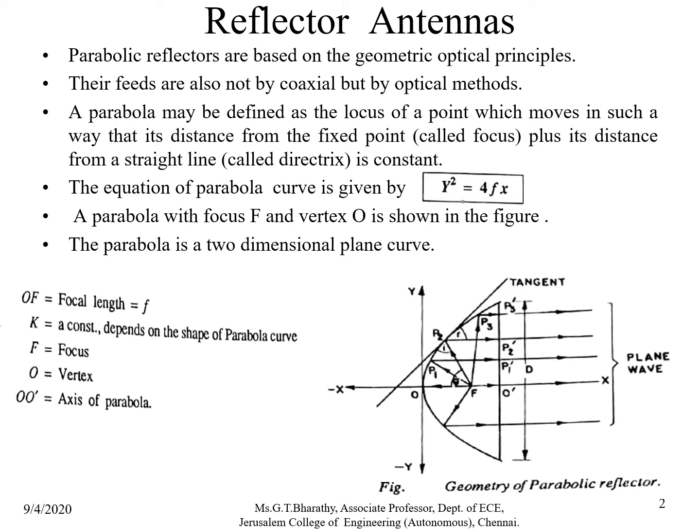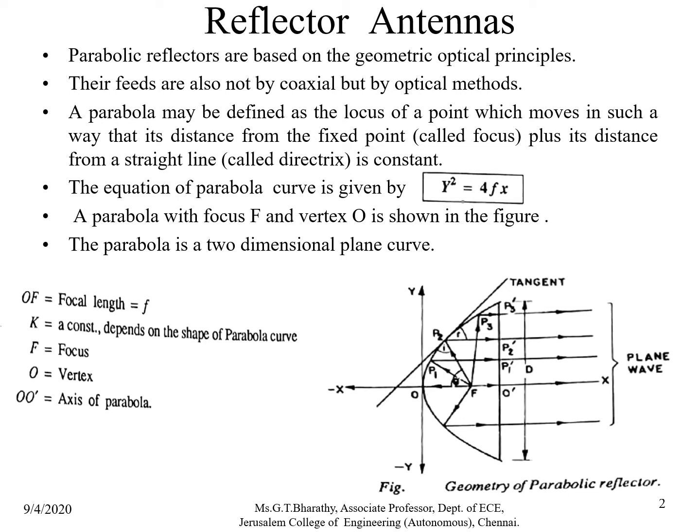You can see the diagrammatic representation of the geometry of a parabolic reflector, which is a two-dimensional plane curve. You can see that you have the focus represented by F and the vertex represented by O. At the focus, you will be having the radiator which illuminates the parabolic reflector. So the wave incident is reflected by the reflector. So you have the incident angle represented by I and the reflected angle represented by the parameter R.